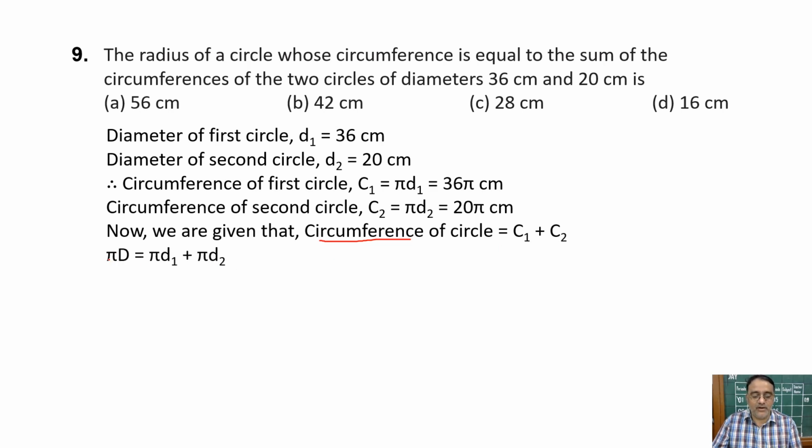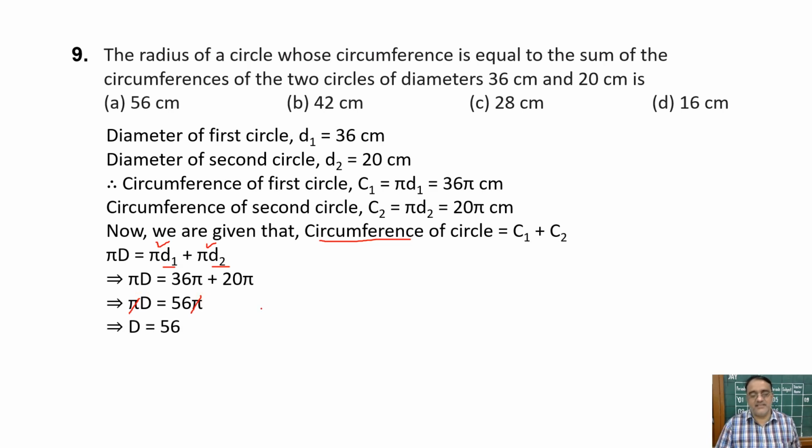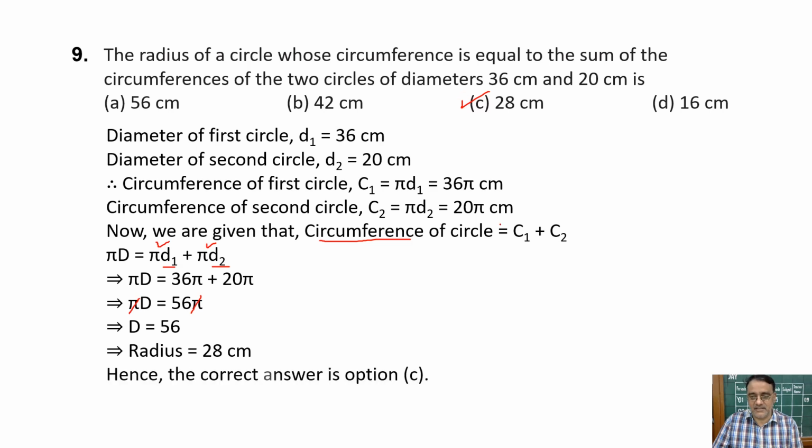Now substitute d1 and d2. So this is 36 pi and this is 20 pi. Total 56 pi. Now pi cancels. So we are getting diameter equal to 56. So what is the radius? 28. So option C is the correct answer, right?